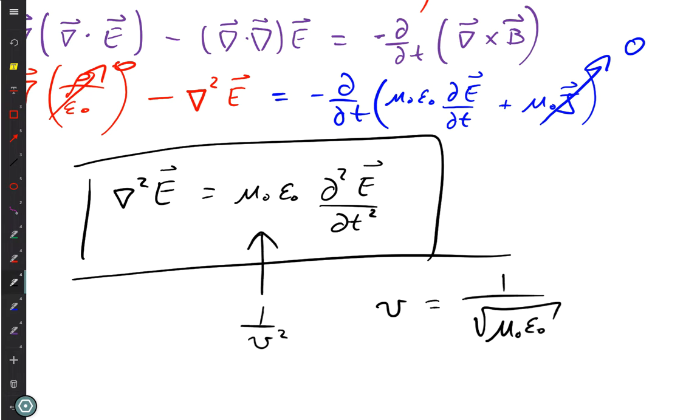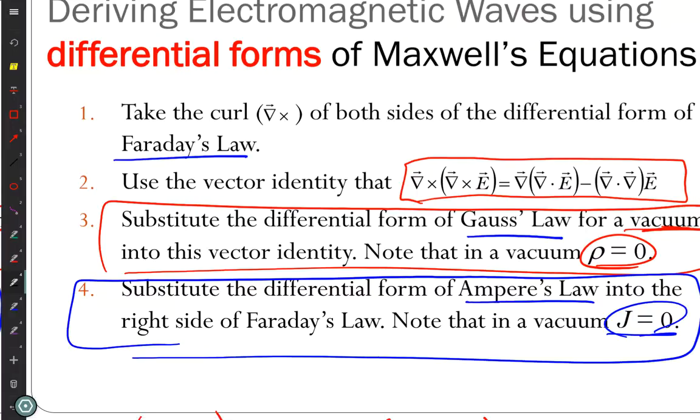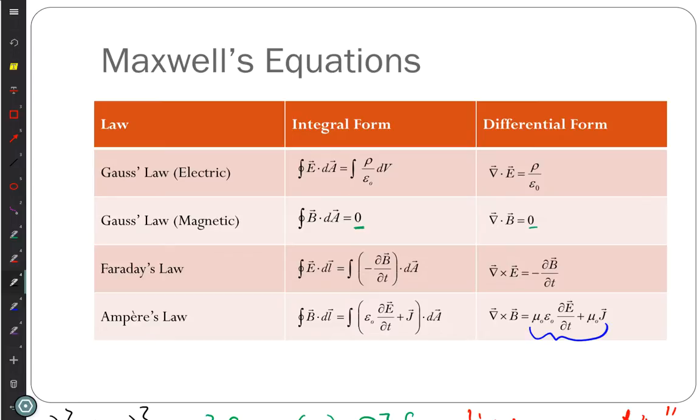Now, I did it starting with Faraday's law, which was del cross E. I could have started with Ampere's law and done the equivalent thing, and it still would have worked out. So you could get it in terms of E or in terms of B, and you'll get the same answer. So any questions on that derivation?